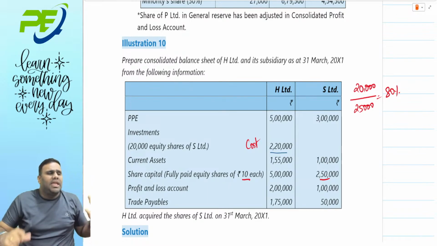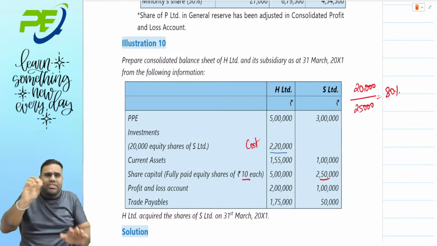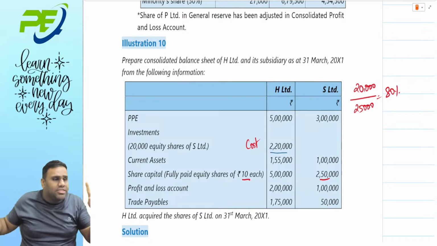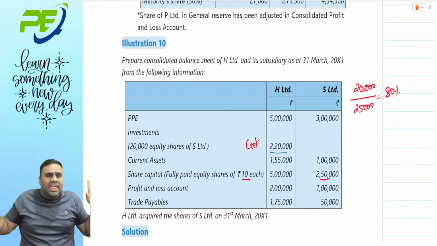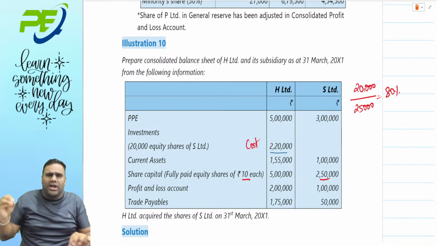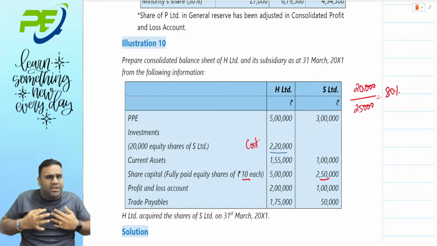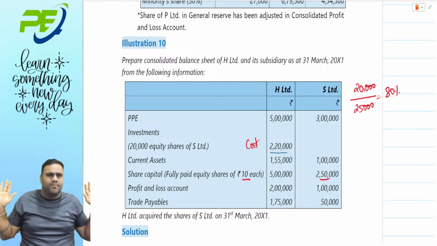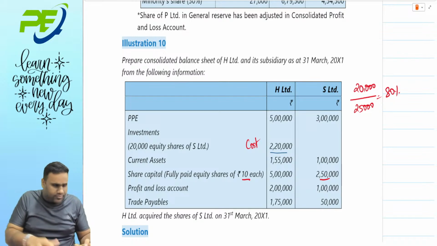Consolidation is nothing but simple one-to-one addition subject to adjustments. Listen to me carefully, everyone. Consolidation is nothing but simple one-to-one addition subject to adjustment. Now, what are those adjustments that we have to learn? I will explain that as we do the problems.